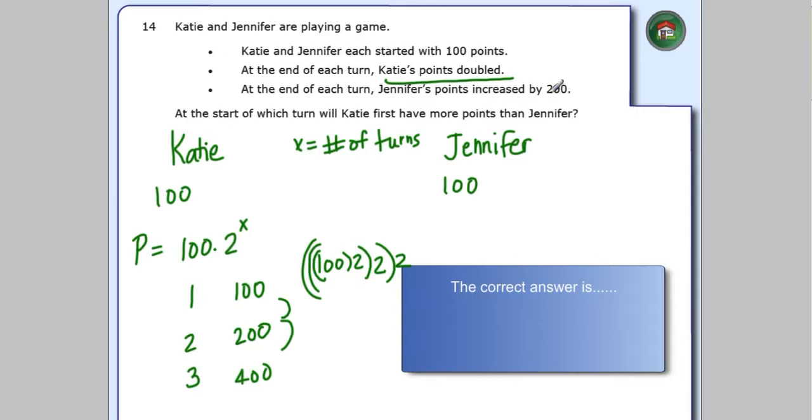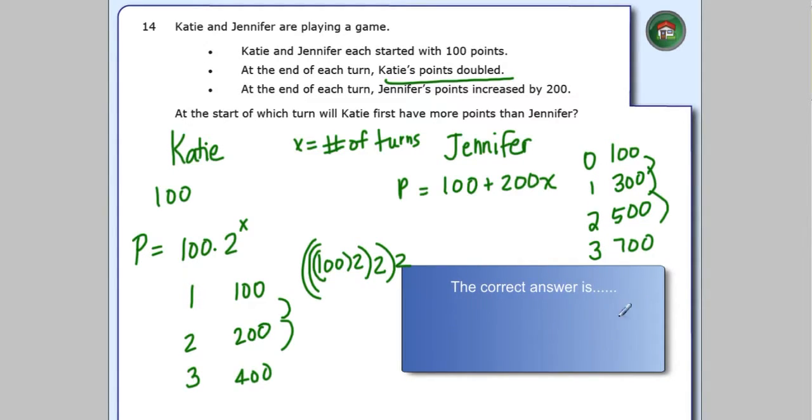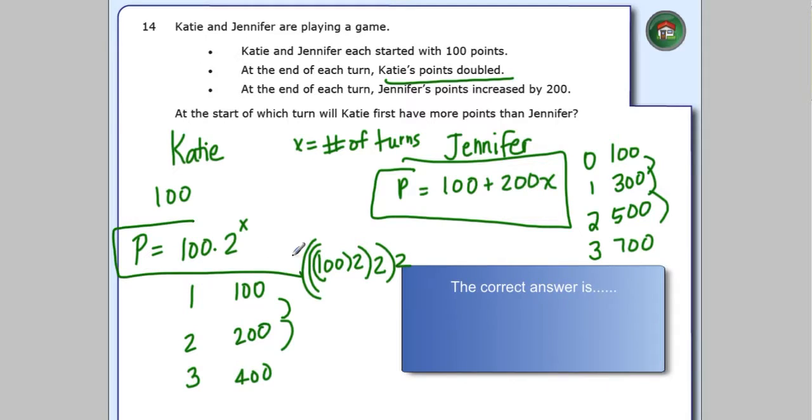Now, the difference in Jennifer is she increased by 200 points each turn. So you would do plus 200 times the number of turns. So her points are very linear. So she would have 100 and then add 200 to get to 300 and add 200 to get to 500 and add 200 to get to 700. So she's going up 200 points each time. So at the end of 0 turns, she has 100, 1, 2, 3, so on and so forth. This equation, you could plug anything in for x and find out how many points she has, and same for this one. So the question is, at the start of which turn will Katie have more than Jennifer?